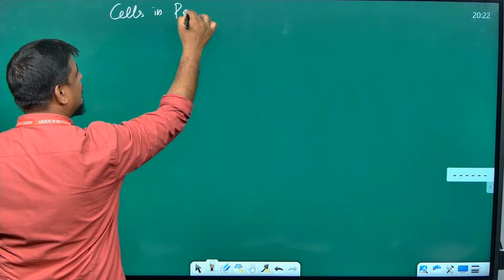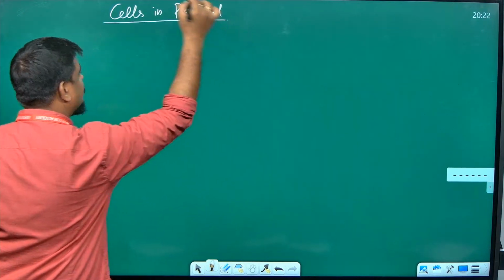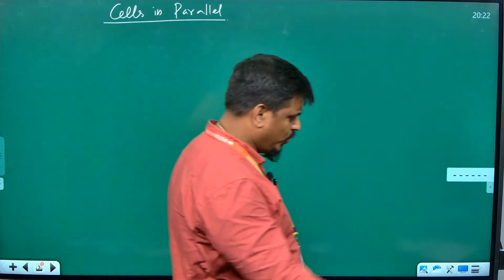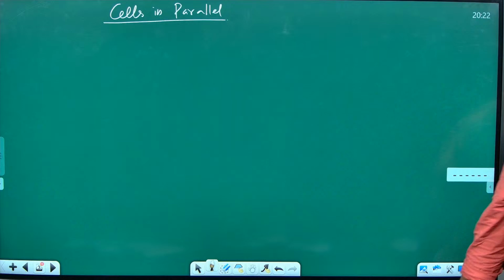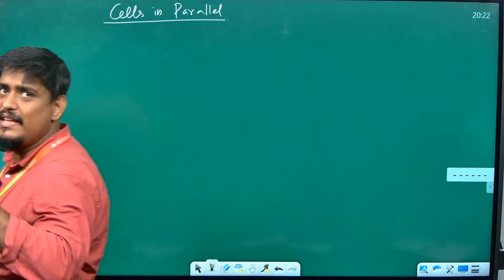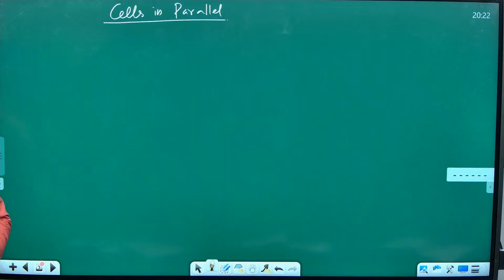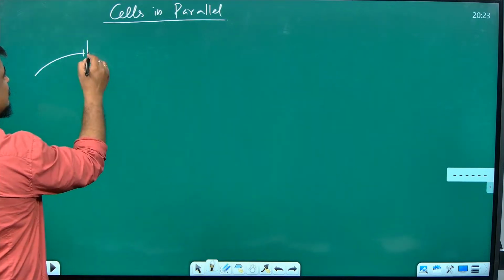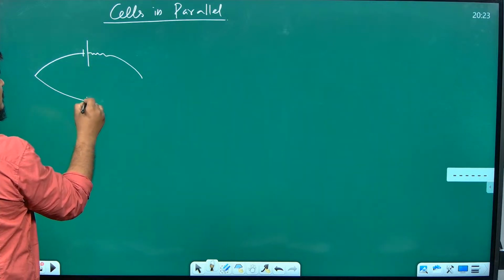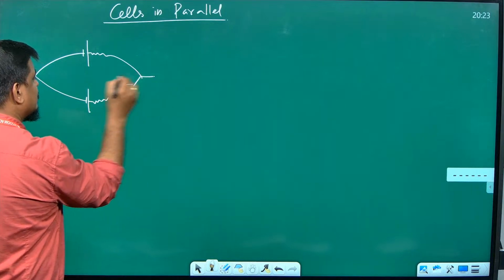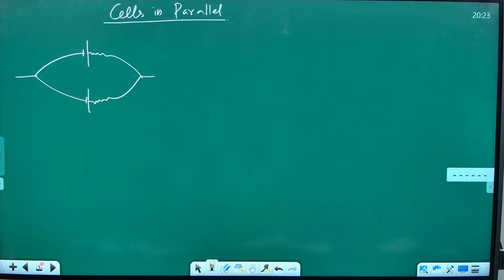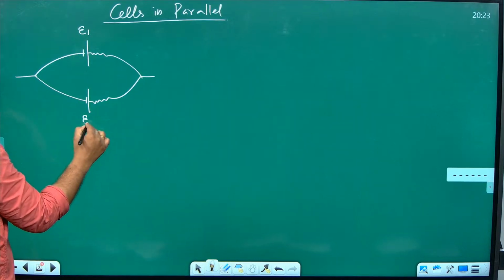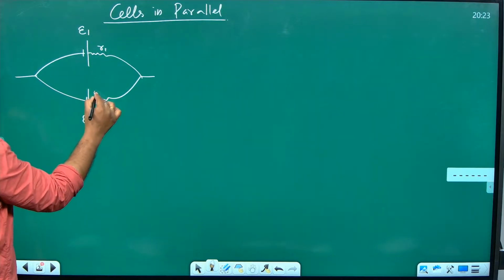Cells in parallel means all the negatives together and all the positives together. If I am having a connection like this, it is called a parallel connection. Let it have EMF E1, let it have EMF E2, and let the internal resistances be R1 and R2 here.